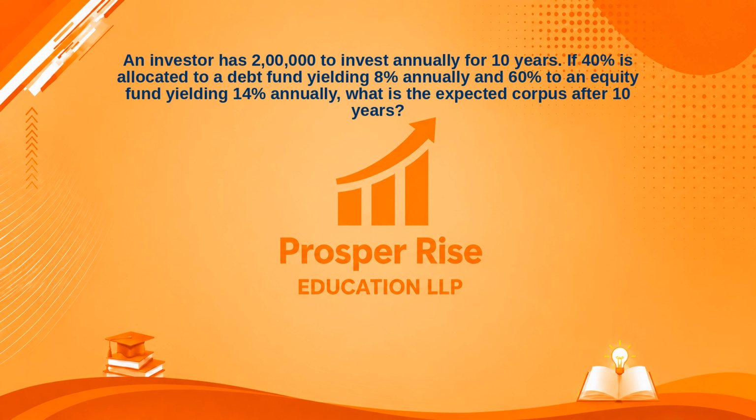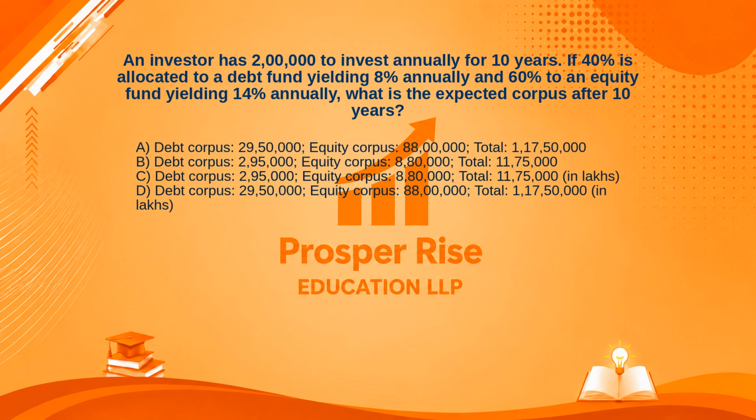An investor has 2 lakh to invest annually for 10 years. If 40% is allocated to a debt fund yielding 8% annually and 60% to an equity fund yielding 14% annually, what is the expected corpus after 10 years? Here are your options. A. Debt corpus 29,50,000, equity corpus 88 lakh, total 1,17,50,000. B. Debt corpus 2,95,000, equity corpus 8,80,000, total 11,75,000 in lakhs.